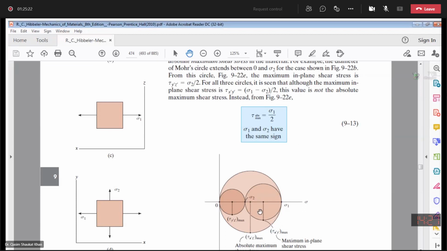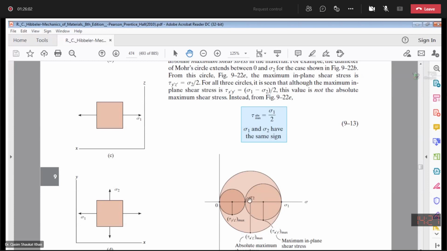So what we want to calculate is the absolute maximum shear stress. Now you have three in-plane shear stresses: tau y dash z dash, tau x dash z dash, tau x dash y dash. So the largest of the three, ठीक है जी, that will be your absolute maximum shear stress. So this one, the largest of the three, tau x dash z dash, in this case is your absolute maximum shear stress.